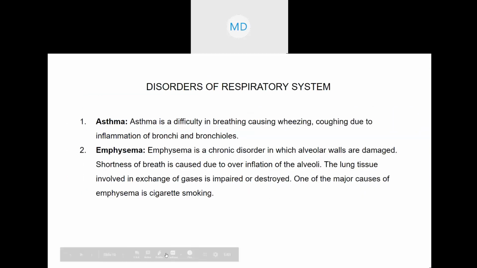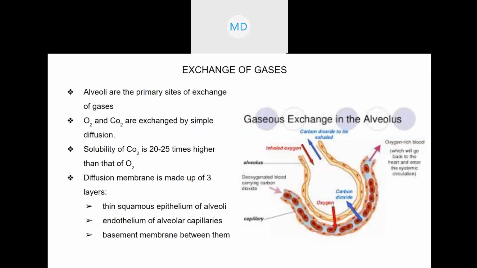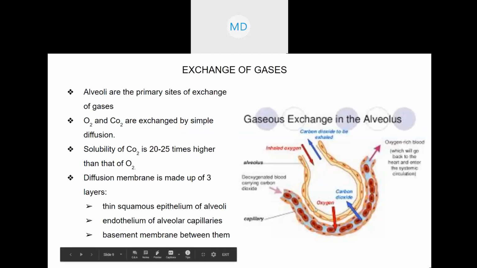Then it will mix with the blood. So this oxygen will have to diffuse across this membrane. This is the diffusion membrane. It means oxygen has to diffuse in order to get inside the bloodstream so that it can be transported.